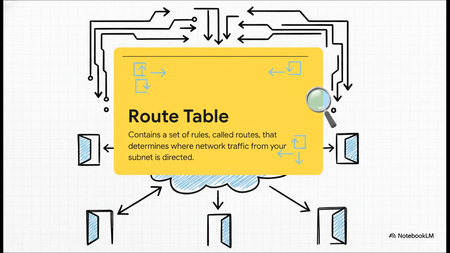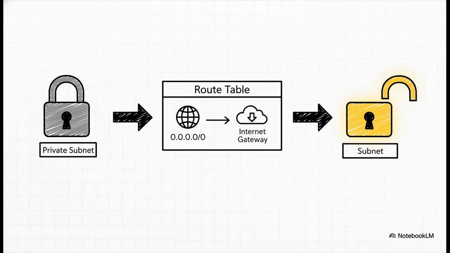Okay, everyone, lean in for this one, because this is probably the single most important concept about subnets for the exam. A subnet is not public just because you name it that way. It's only truly public if its route table has this exact rule, a route for 0.0.0.0/0, which basically means anywhere on the internet, that points directly to your internet gateway. You will absolutely see this on the exam.